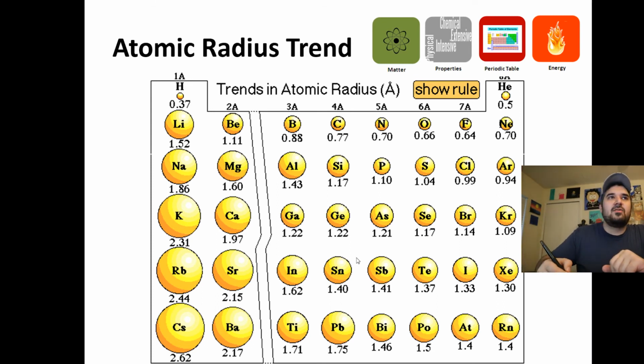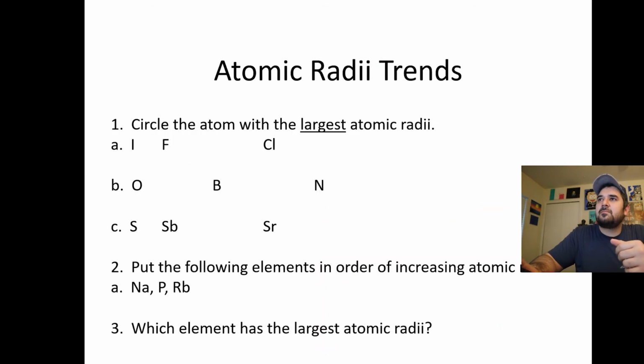And here you can see cesium, but underneath cesium we have francium, the one I was telling you all about earlier. So francium is larger than cesium. But basically, as you move to the left, elements get larger. As you go down on the periodic table, elements get larger as well. So when we're talking about periodic trends, you should be able to answer some of these questions.